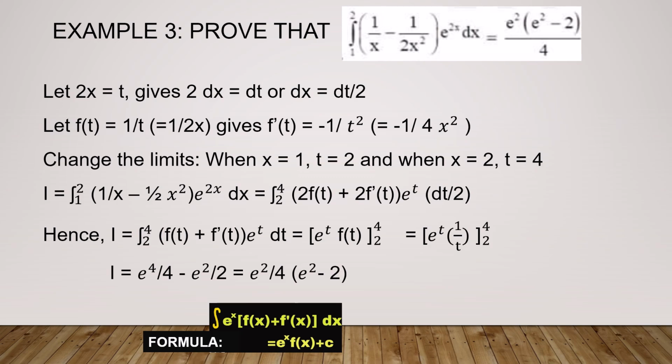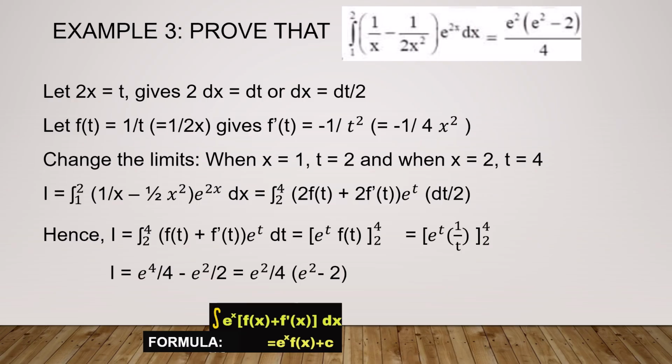So what is f'(t)? t^(−1), derivative is −1/t². But what is t²? t² will become 4x². So basically f'(t) is −1/t², which is the same as −1/(4x²). Before putting these values, we will have to change the limits of integration.